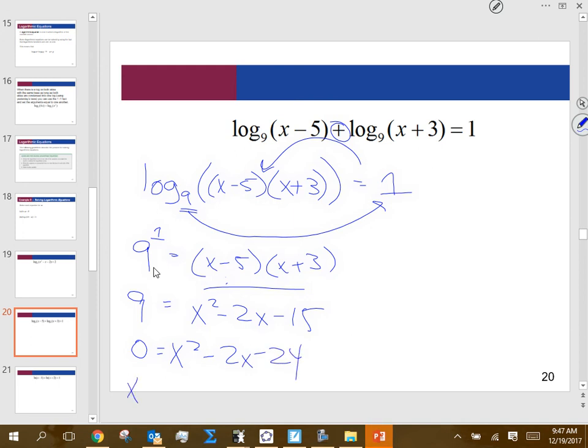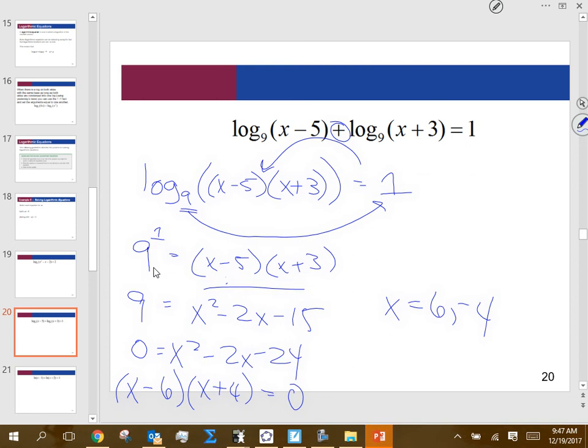So what's x going to be? What does that factor to, first? x minus 6, x plus 4. So x then is 6 and negative 4. Now here's where you want to think about your domains.